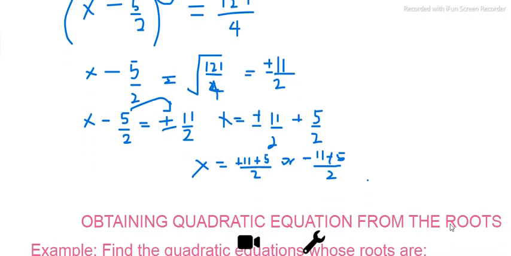So when you do this, we have plus 11 plus 5, that will give us plus 16 divided by 2, that will give us plus 8. Plus 8 is the same thing as 8, so x is 8. Or minus 11 plus 5, that will give us minus 6 over 2, that will give us minus 3. So our x is 8 or minus 3. So the roots of the equation are 8 or minus 3. I will take another example in the next video. Thank you.